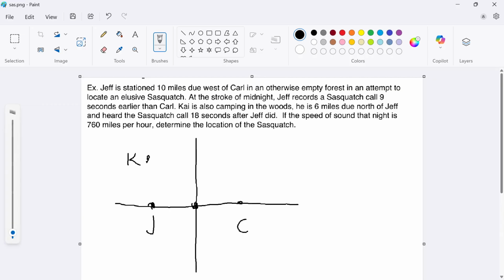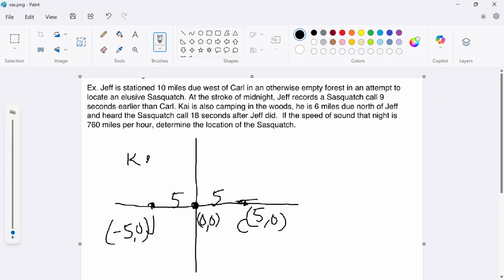It called the center between Jeff and Carl 0, 0. So if this is 10, then this is 5, and this is 5. Jeff is 5 due west. So this is going to be 5, 0, and this is going to be negative 5, 0. If you wanted to, you could have set, say, Jeff up at 0, 0, and then called this 5, 0 and this 10, 0. It'll work out the same way.